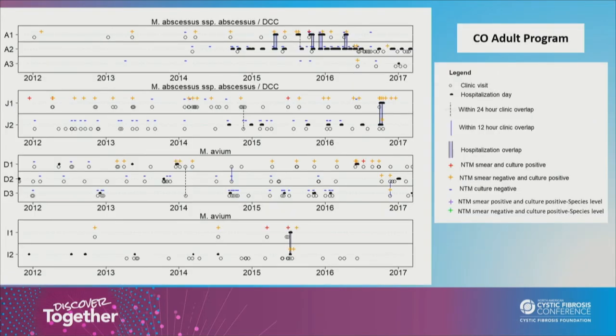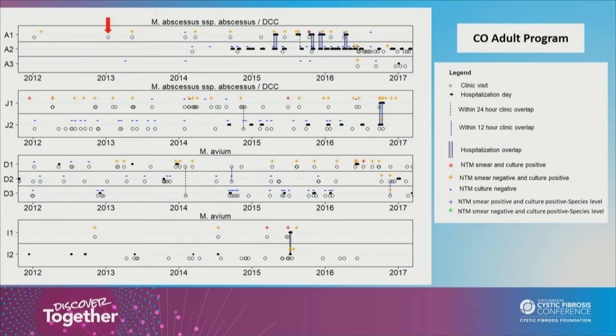So next we start to look at the epidemiologic investigation. This is what we call a timeline overlap analysis, and I'll just walk you through this. Each cluster is represented by a letter. So you have 4 clusters here, cluster A, J, D, et cetera. And the subjects in the clusters are numbered in order of NTM positivity. So subject 1 is always NTM positive first, followed by subject 2, et cetera. And I just want to highlight a few things.